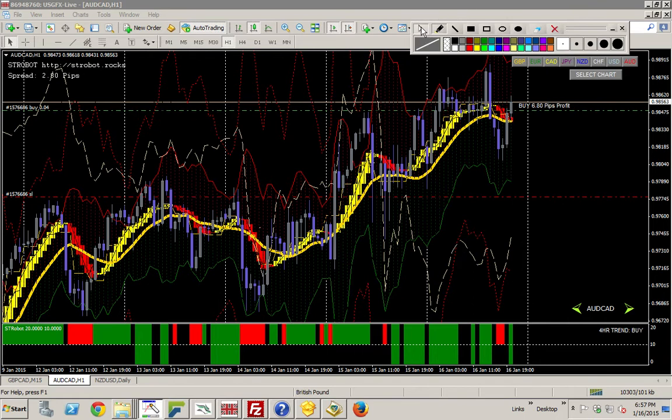The other thing with STRobot is you can see the trade in progress. This is the trade in progress. After it's been going an hour or two, it'll start showing a white line to show you where it entered. So you can actually see straight away what's going on the chart.